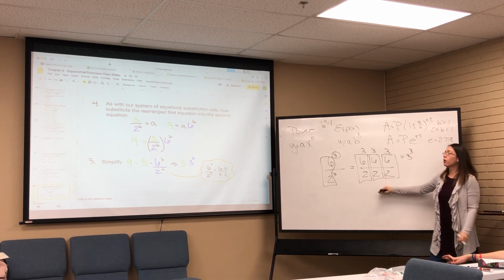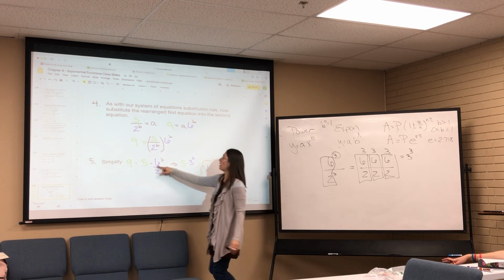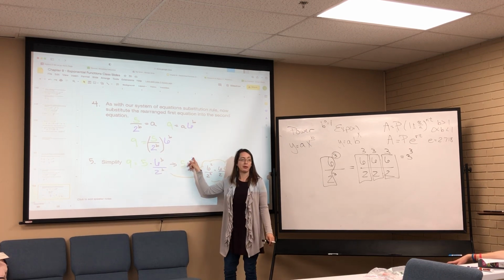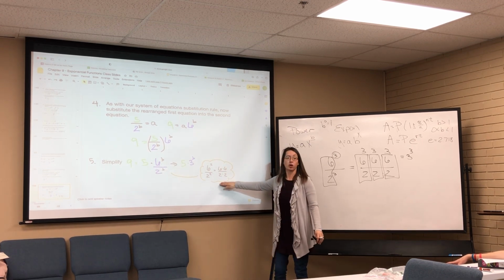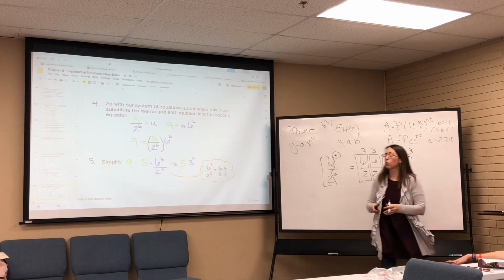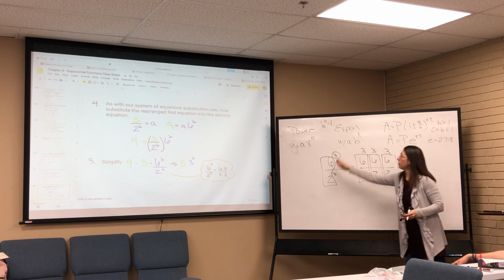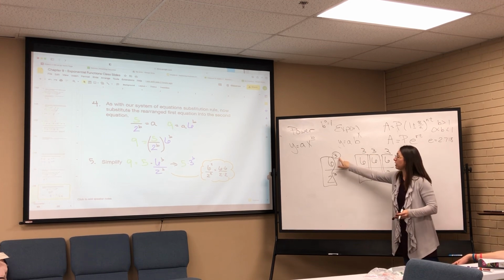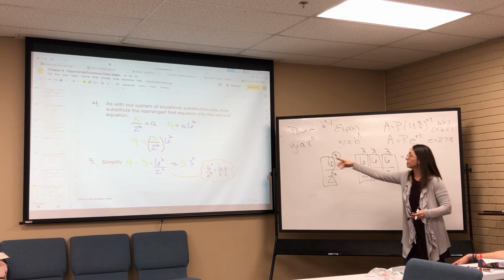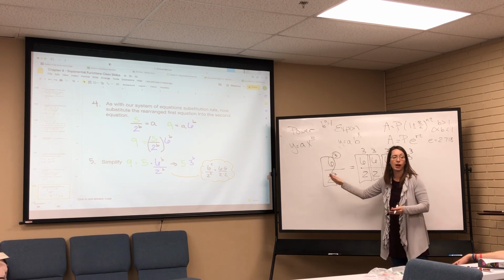So versus me just saying, oh, 6 divided by 2 is 3, and you just keep the b, this is why it works. What we have done is we are really separating out into 3 sets of individual fractions, or in this case, 2 sets of individual fractions.